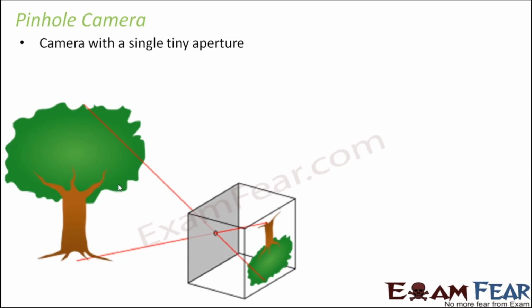When you look through this hole, light rays from an object will enter through the hole and create an image, but the image would be inverted. That inverted image will be created on the opposite face of the box. As you can see here, this is the tree, and the light enters through this small pinhole, and then an inverted image is created on the opposite face of the box. So this is how a pinhole camera works.